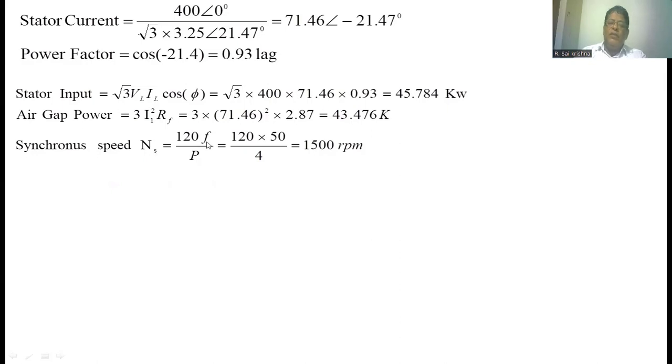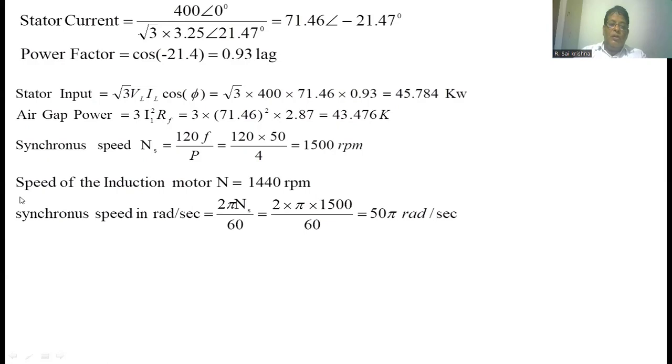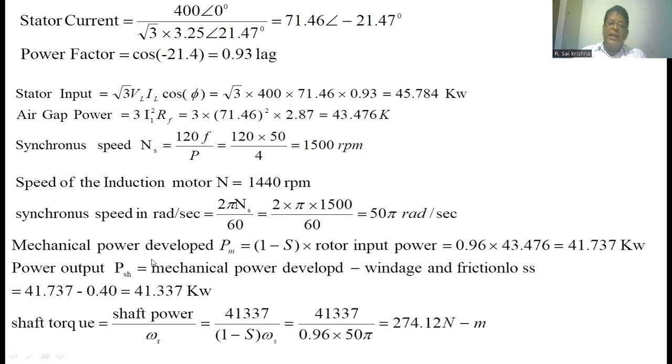Synchronous speed equals 120 F by P. Substitute all the values, you are getting 1500 RPM. Now the speed of the induction motor is given, that is N equal to 1440 RPM. Now the synchronous speed in radians per second equals 2 pi Ns by 60, you are getting 157 radians per second. The mechanical power developed Pm equals 1 minus S into rotor input. The rotor input is nothing but the air gap power. Already we calculated this value. You take that value, you are getting 41.737 kilowatts.